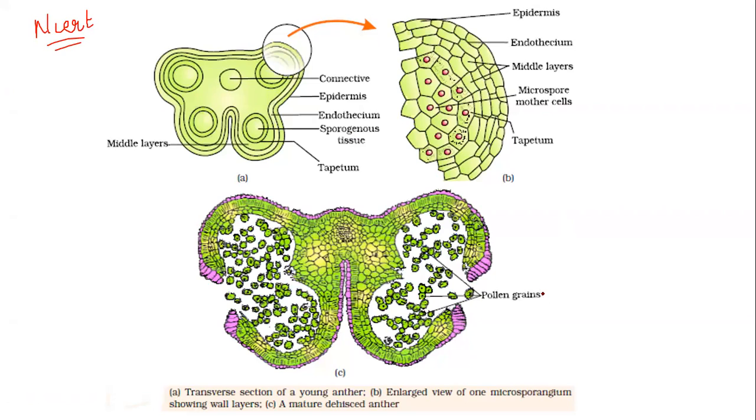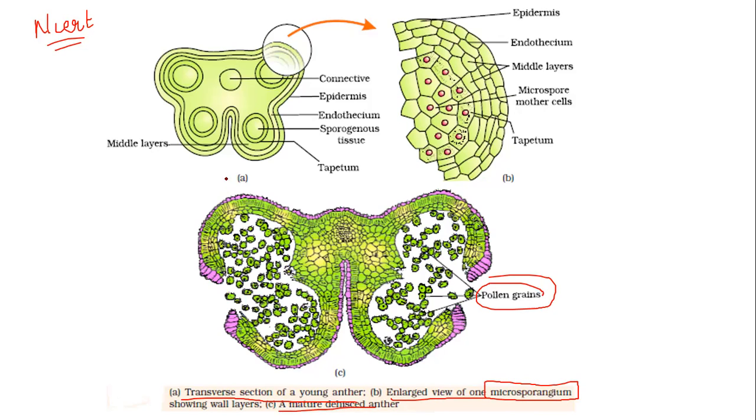And guys, these are the pollen grains. Whenever you are studying a diagram, below it you will have particular statements like this. What is A? It is the TS of young anther. B, it is the enlarged view of one microsporangium. Then the mature dehisced anther.